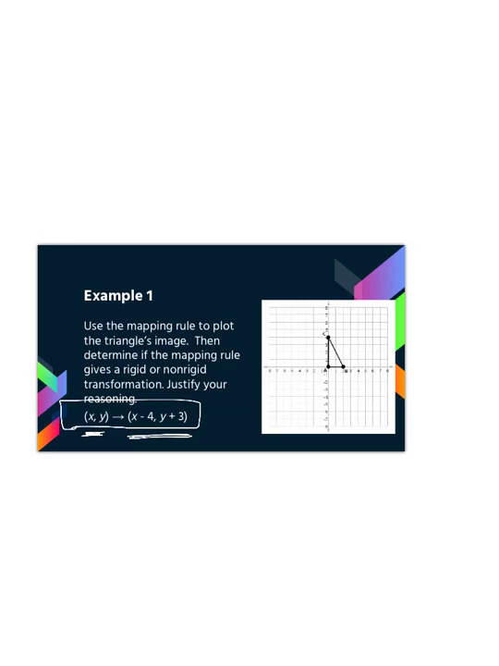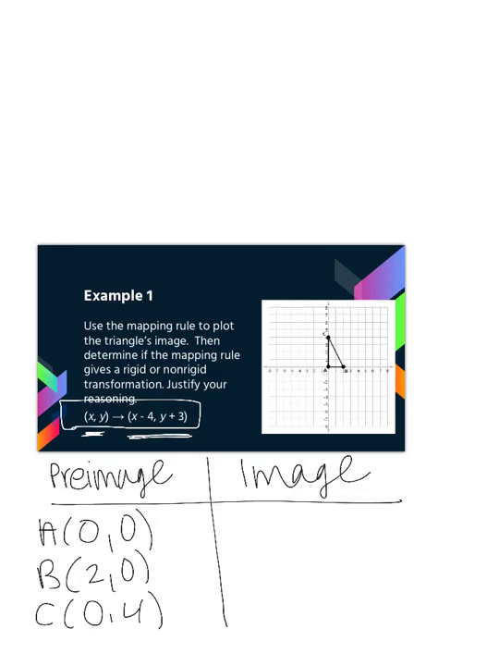So in order to do this, we can find the coordinates of our pre-image and then apply this rule. Notice that I created a table just to help me organize my work. So I noticed from my graph that my pre-image coordinates A, B, and C are located at (0, 0), (2, 0), and (0, 4) respectively. So now I'm just going to take each one at a time using the mapping rule. So if I look at A, it's at (0, 0). And I know if I'm transforming that point, then I'm going to be left with A prime.